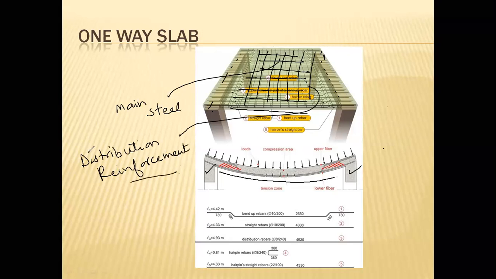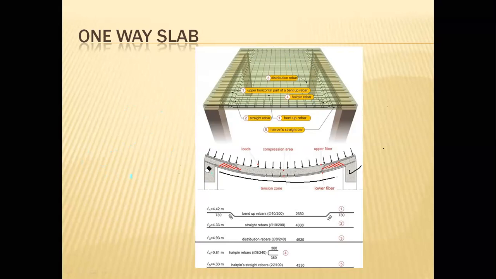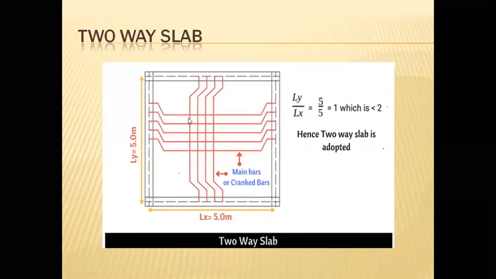So there are two types of slabs. Here it is written that the one-way slab has main reinforcement in only one direction, and it has distribution steel in the other direction. But in two-way slabs, both steels are main bars or cranked bars. So here it is supported on all four sides, left, right, top, bottom. This is the particular example of a two-way slab in which the slab is supported on all four sides and its ratio is less than 2.